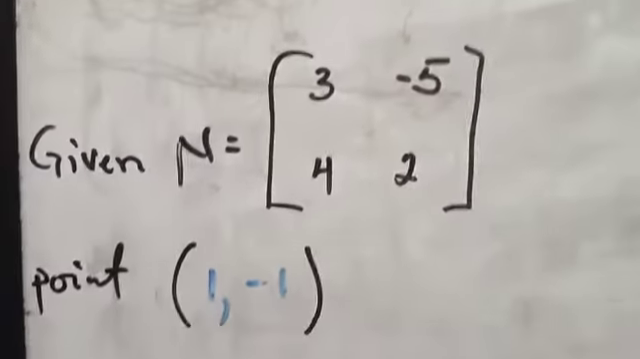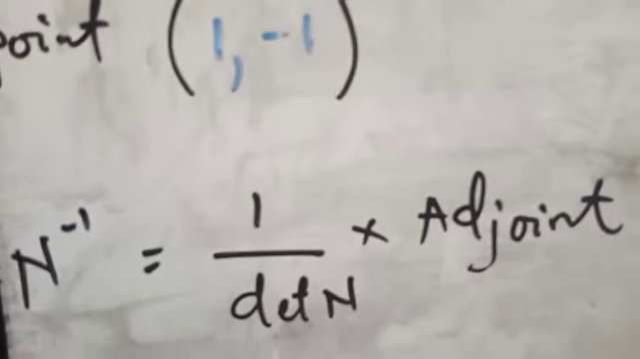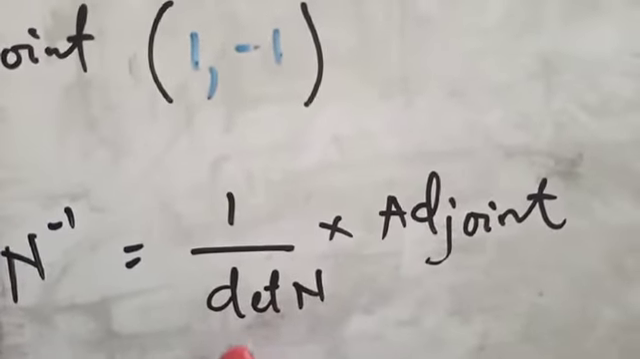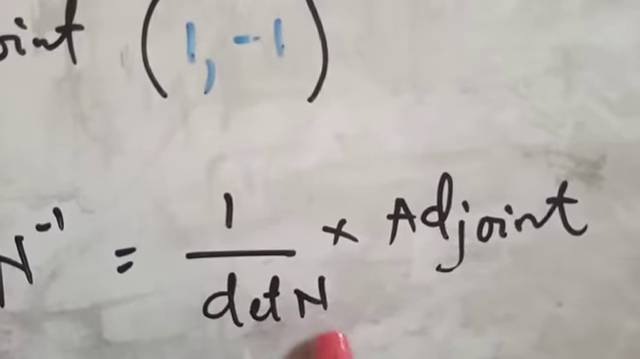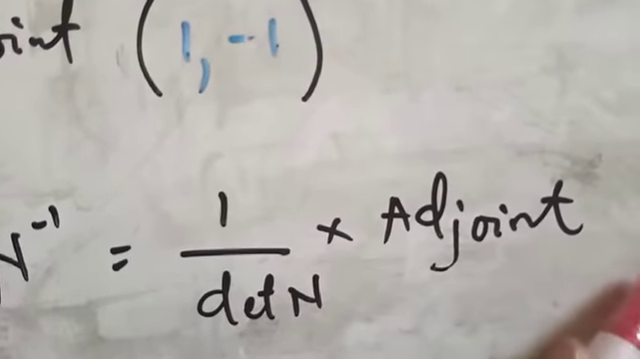Now, how do you determine the inverse? For you to have the inverse of a 2 by 2 or almost any matrix, you use this method. The inverse matrix is 1 over the determinant of N, the matrix being given to you, multiplied by the adjoint. And I'll explain this in just a few seconds.